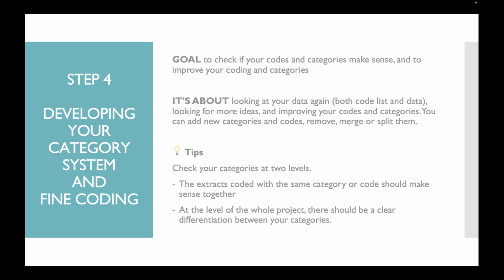So here again, just a tip, you have to check your categories at 2 levels. At the level of the coded extract. So the extracts coded with the same category or the same code, it should make sense to group them together. There should be a logic to it. And you should also check your categories at the level of the whole project. One category should be different than the other categories. There should be a clear differentiation between your categories.